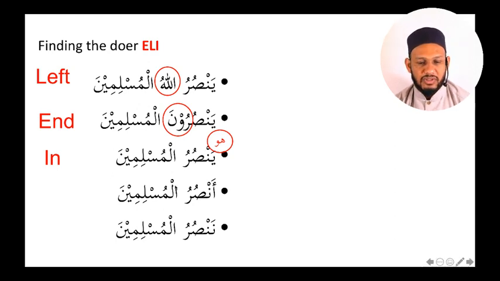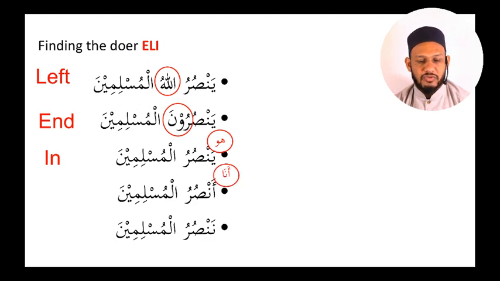Same with ansuru. I look at the end of the word. I see nothing at the end there. There's no una or ina or anything at the end there. There's no word in raf'un to the left. If it's not in, not left, then it must be inside. And ansuru means I am helping. So there must be an I inside.